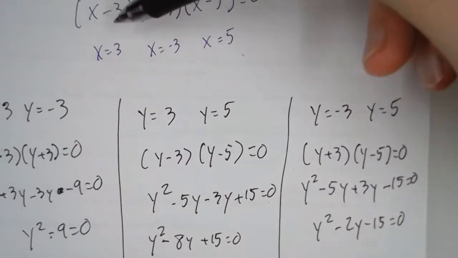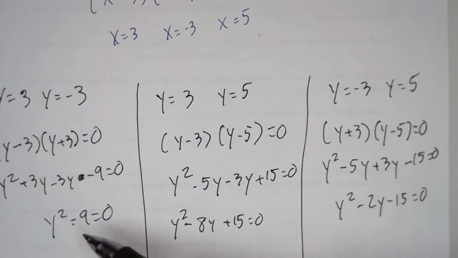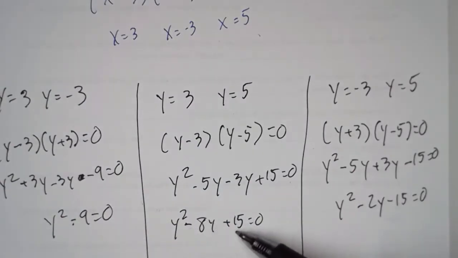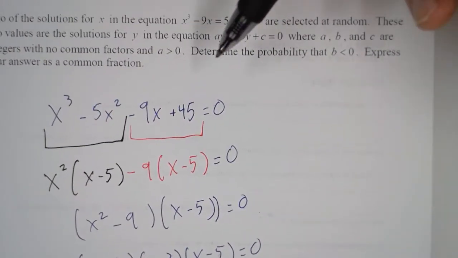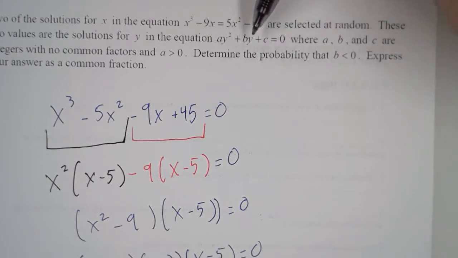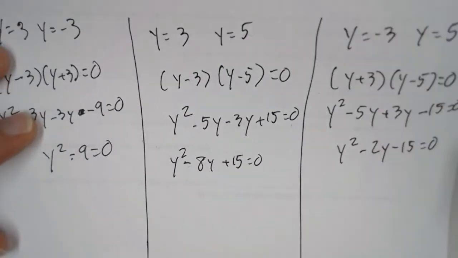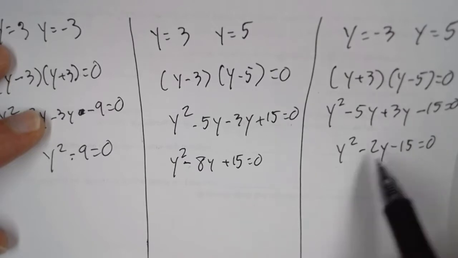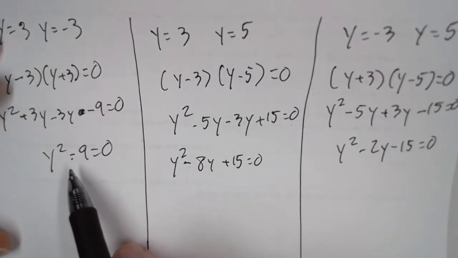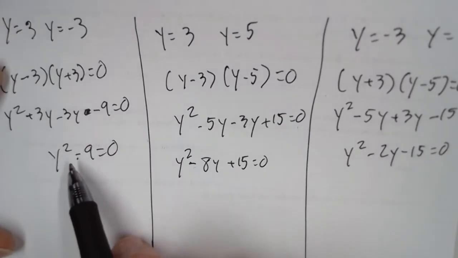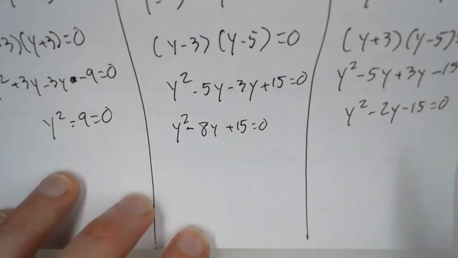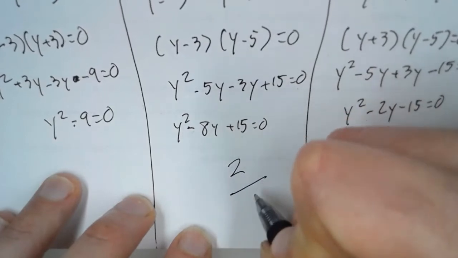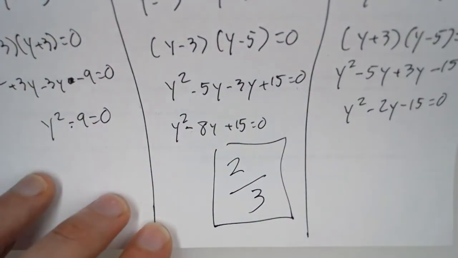So we picked two of these at random, and we either got y squared minus 9 equals 0, y squared minus 8y plus 15 equals 0, or y squared minus 2y minus 15 equals 0. Now, the question is, determine the probability that b, the coefficient of y, is less than 0. So here, b is negative 2, so that counts. Here, b is negative 8, that counts. Here, b is 0, because there is no y term. So only 2 out of the 3 have a negative value for b. So the probability of this happening is 2 out of 3. There's our answer, and we're done.